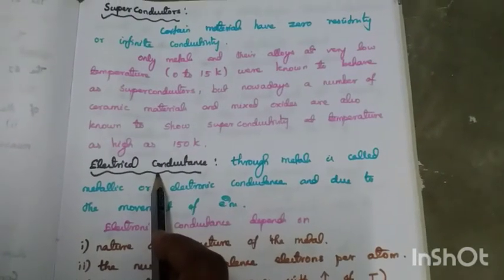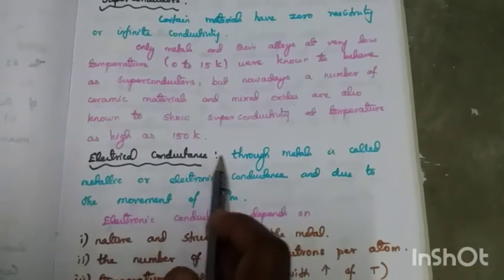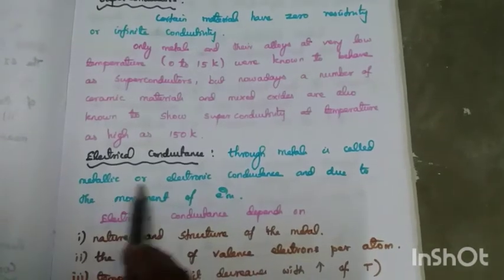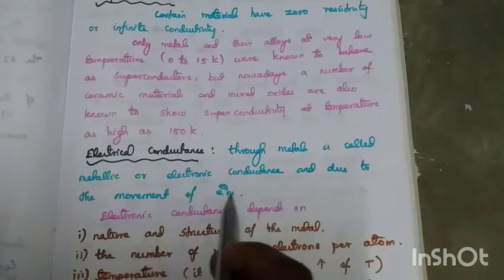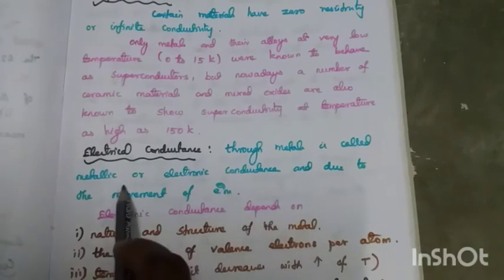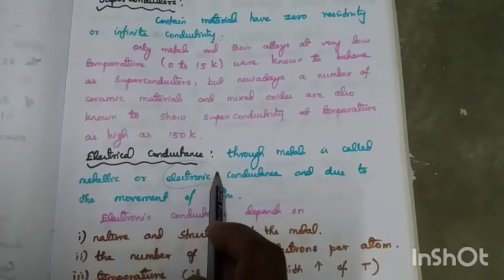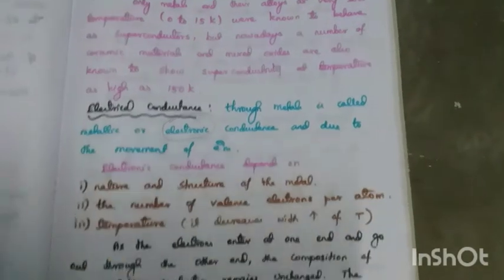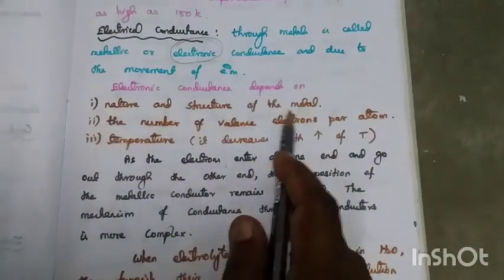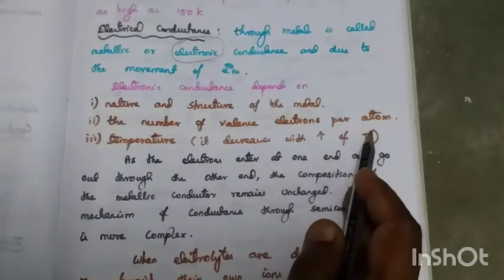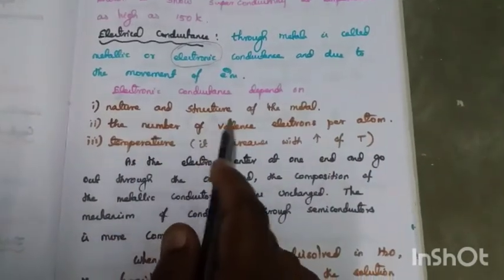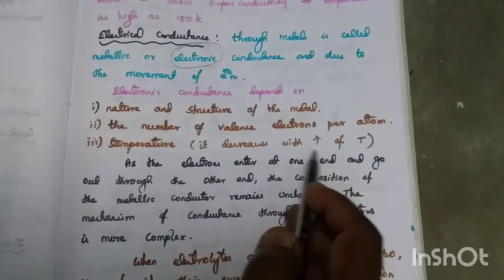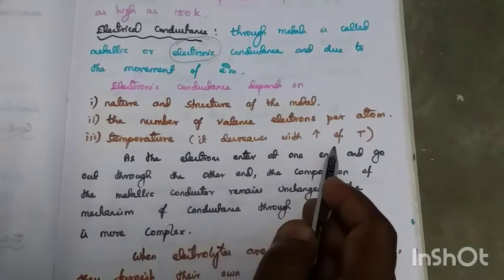Now we are going to see the electrical conductance. Electrical conductance through metals is called metallic or electronic conductance, and it is due to the movement of electrons. The electronic conductance depends upon the nature and structure of the metal, the number of valence electrons per atom, and the temperature. It decreases with increase of temperature. That means the conductivity decreases with increase of the temperature.